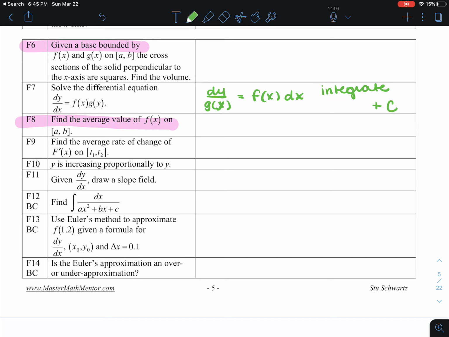Finding the average rate of change, I think that's going to be pretty standard. There are two ways to do it. One of them is through average value, and then the other would be just to find the average rate of change, like you know how. F prime of t sub 2 minus f prime of t sub 1 all over t sub 2 minus t sub 1. And all of these problems are going to be AROC problems.